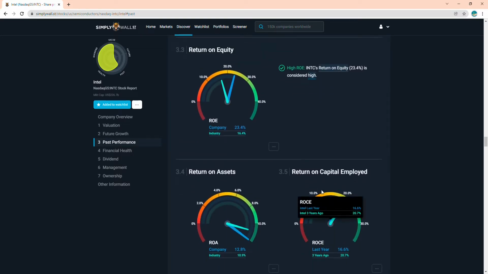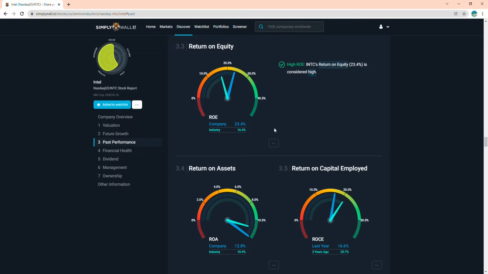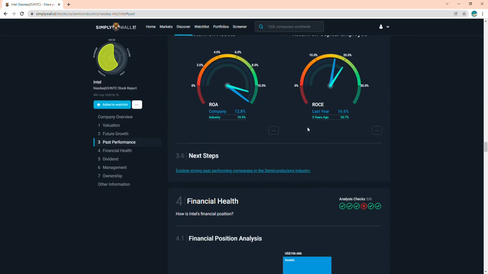So let's go to the return on equity. The return on equity is considered high, and it's actually compared to the industry, which is quite nice: 23% in comparison to 16% from the same industry.